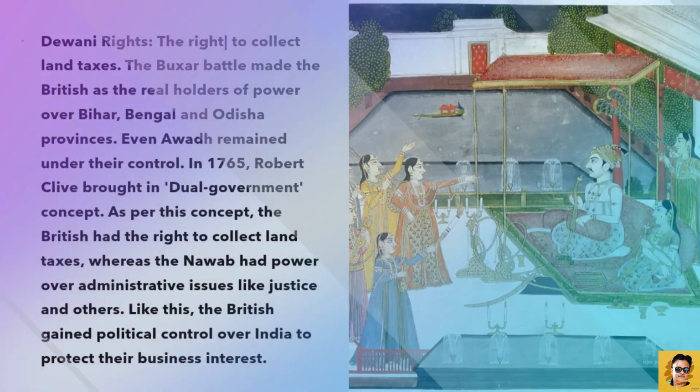The Buxar battle made the British the real holders of power over the Bihar, Bengal and Orissa provinces. Even Awadh remained under their control.